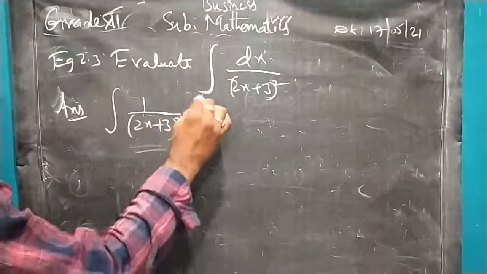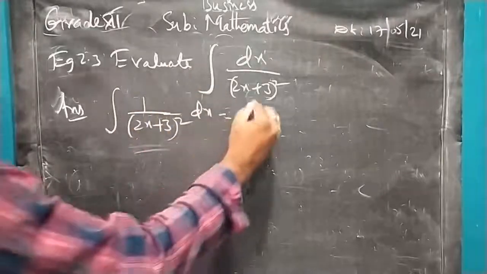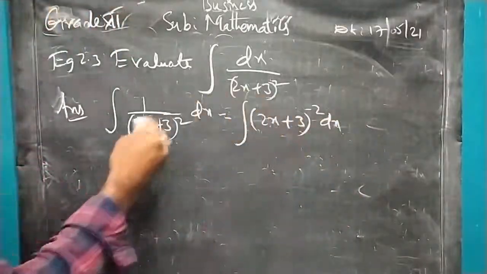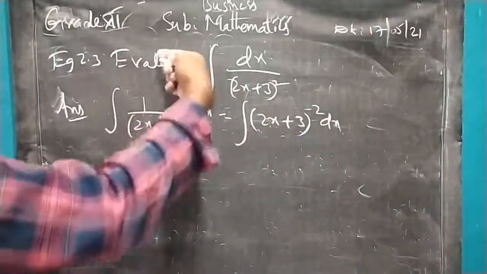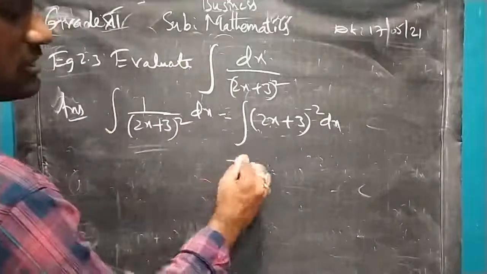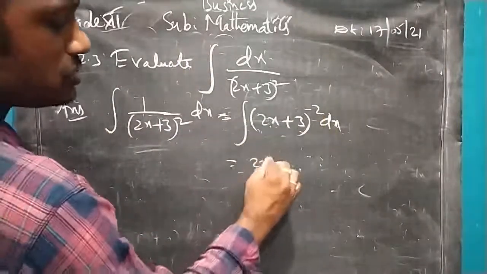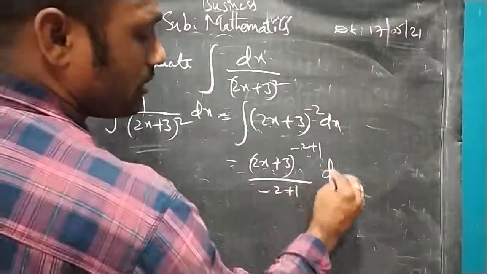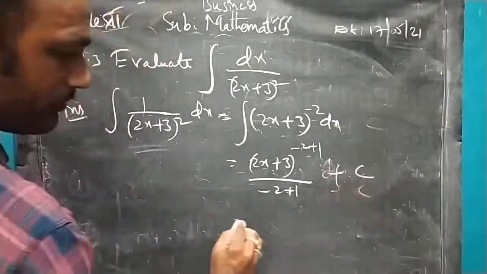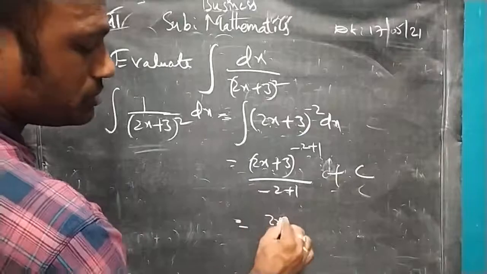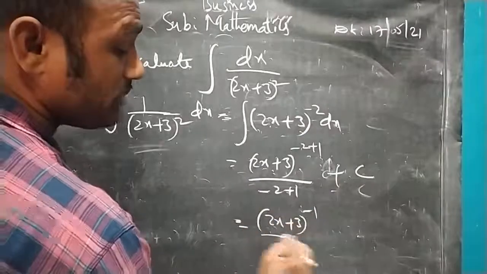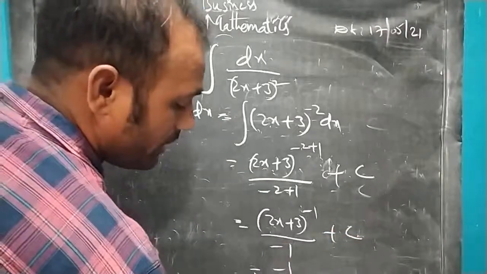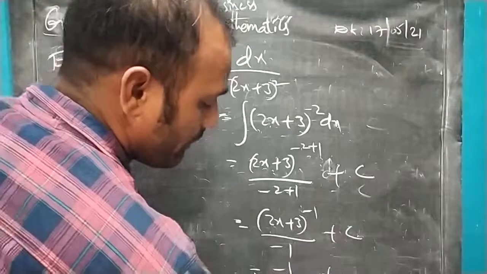It is in the form of ax plus b, right? So if I bring it upside, what will it become? 2x plus 3 whole to the power of minus 2. Because if it is a positive power in the denominator, when it comes upside it becomes a negative power. So this is x to the power of n. It can be written as 2x plus 3 whole to the power of minus 2 plus 1 by minus 2 plus 1, plus c. So 2x plus 3 whole to the power of minus 1 by minus 1 plus c. So minus 1 by 2x plus 3 plus c. This will be the answer.